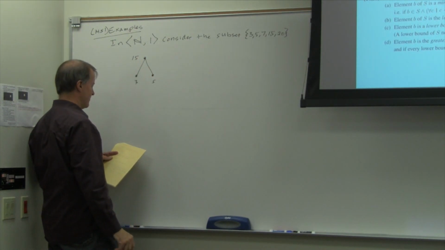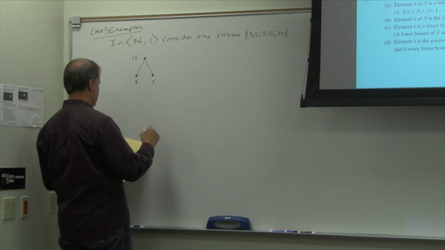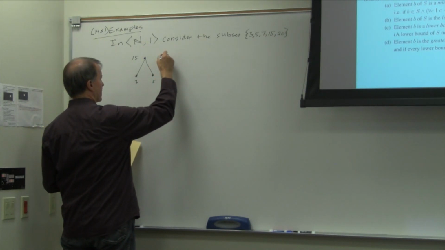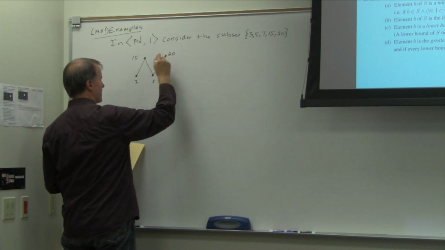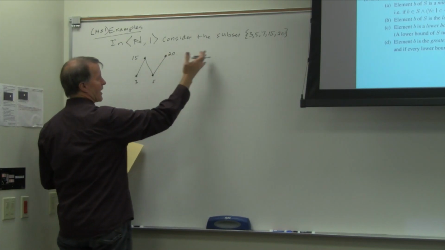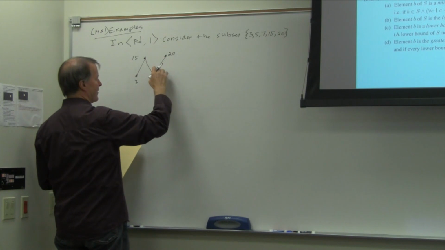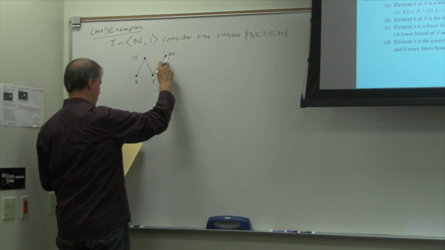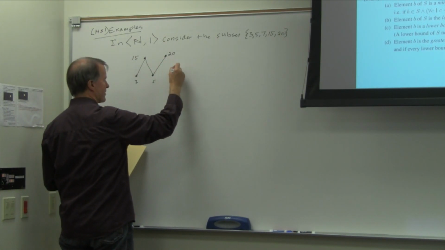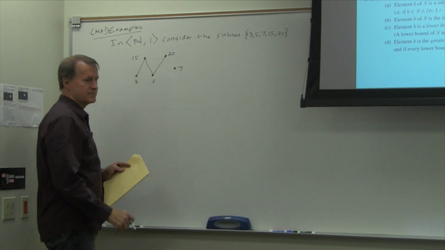And then what about 20? 20 coming from 5. Does 3 divide 20? No. Okay, so this is 20. But 5 does divide 20, and there's nothing in between, because we don't have 10 in here. If we had 10 in here, then we wouldn't have a line from 5 to 20. And this 7 can be here. All right?